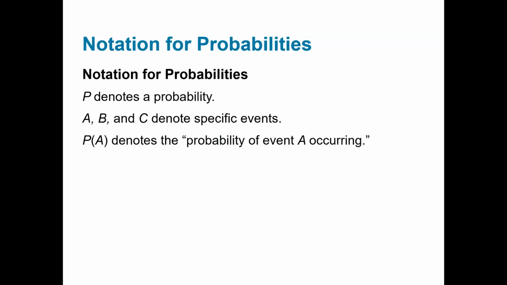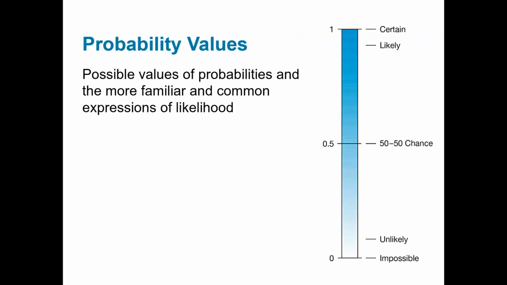So we denote probability with a capital P. A, B, and C are events, and we say P of A, or the probability of event A occurring. We use that notation. Probabilities are always between 0 and 1. That's super important. You cannot have a negative probability. And so if you're thinking of percents, that's not the probability itself, that's the probability expressed as a percent. We usually use fractions and decimals for probabilities.